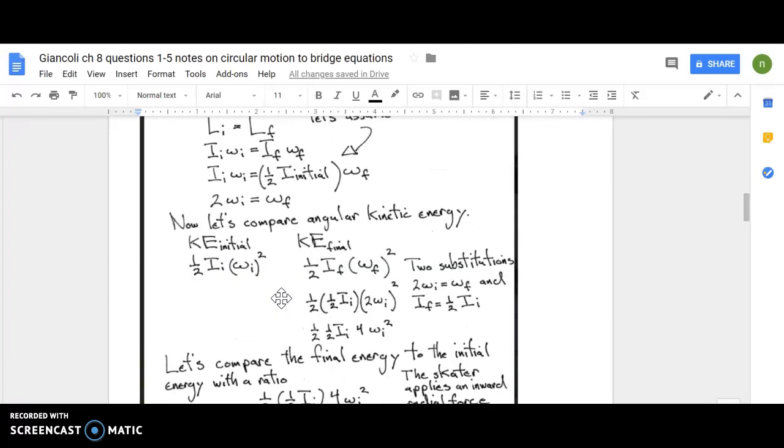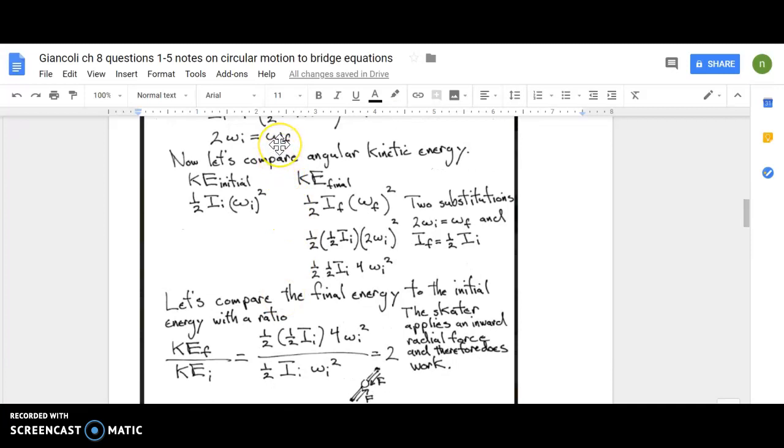Now let's observe what happens to the kinetic energy. So the momentum remained a constant. The angular velocity increased by a factor of 2 if we cut the moment of inertia by a factor of 2. So we're going to do the same trick, except we're going to do 1/2 mv squared, or in rotational version, 1/2 I omega squared. Here's our first assumption, that the final moment of inertia is half of the initial moment of inertia. So there's our first substitution.